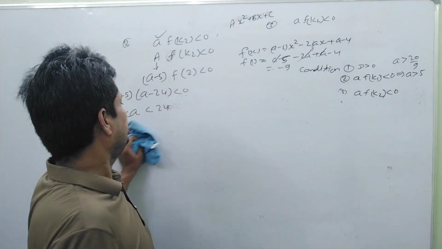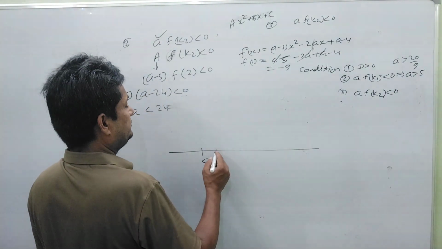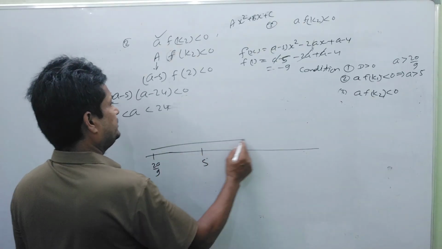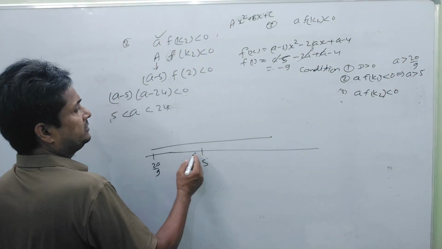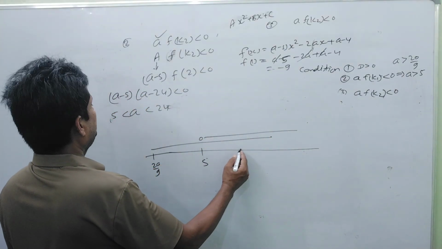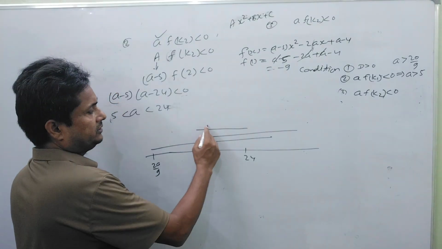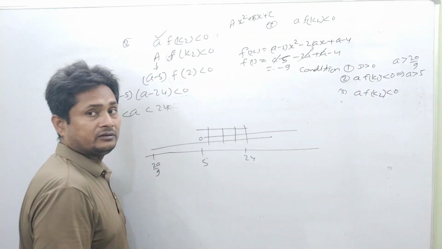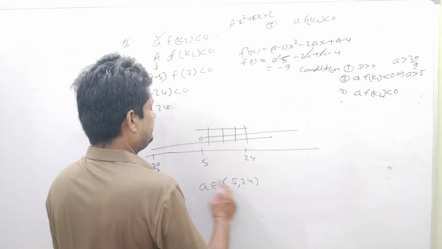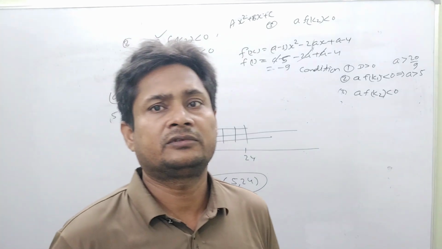Now take intersection of all these cases. First one is 20 by 9 to infinity. Second one is 5 to infinity. And third one is 5 to 24. If you take intersection, we will get this value. So a belongs to 5 to 24. So this is the answer from second one.